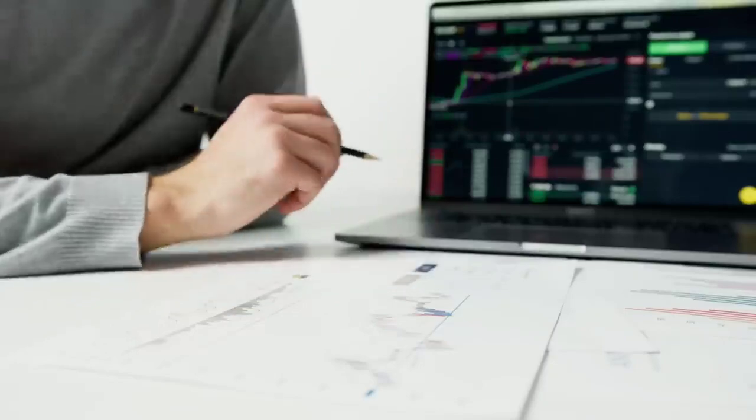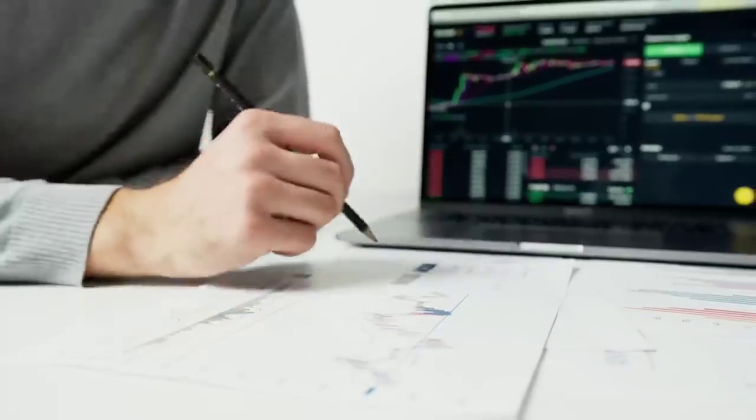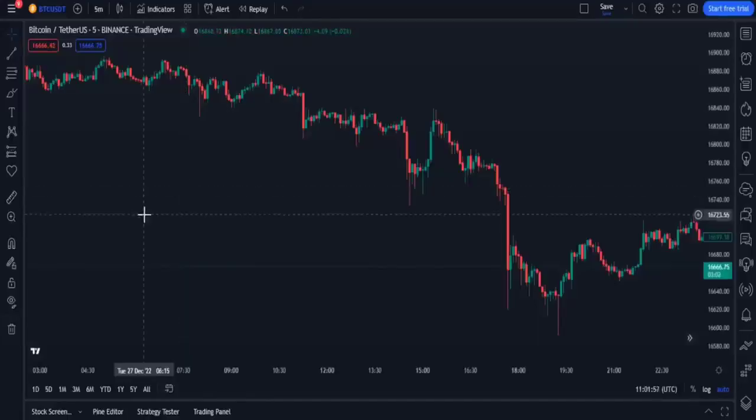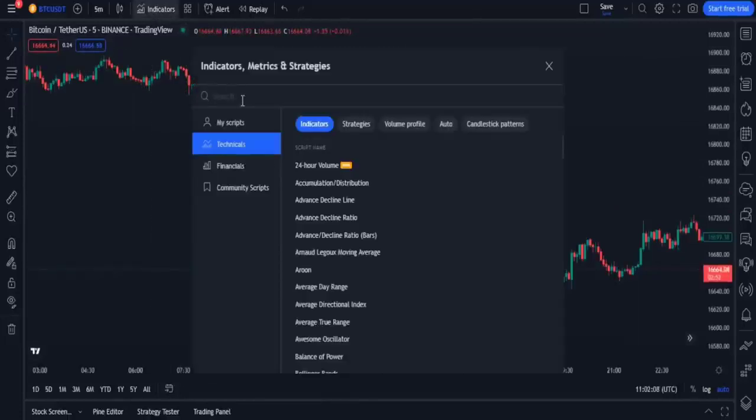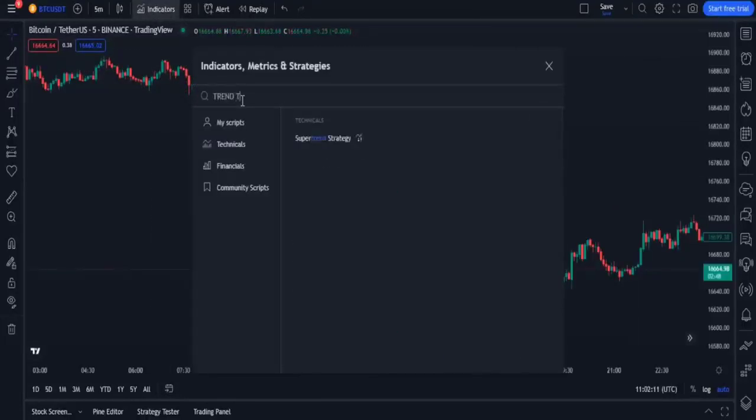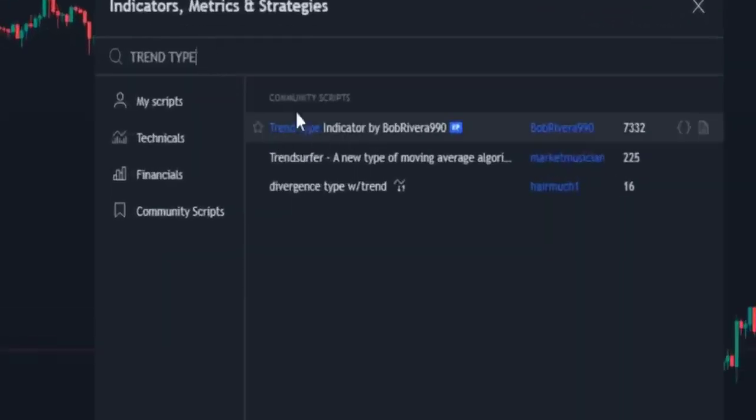This strategy is made of 3 indicators. Let's add the first one to our charts. In order to do that, we open the Indicators tab and type Trend Type in the search bar. Trend Type indicator is the one that we are looking for.